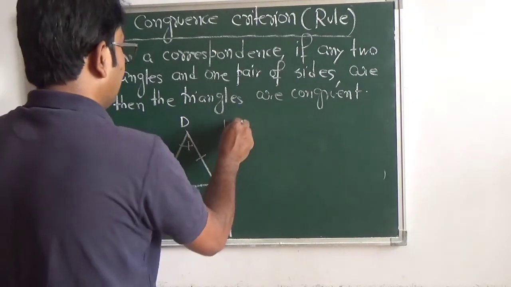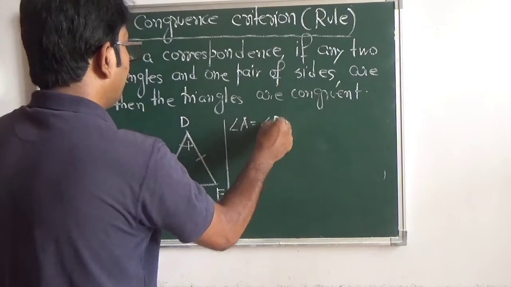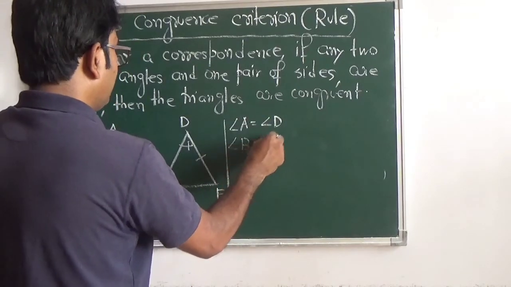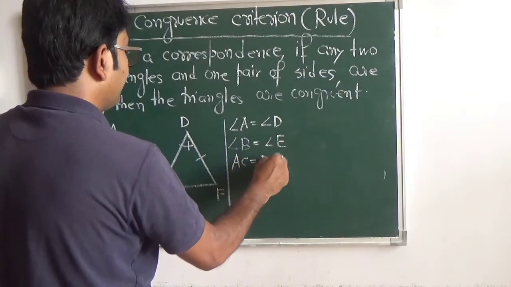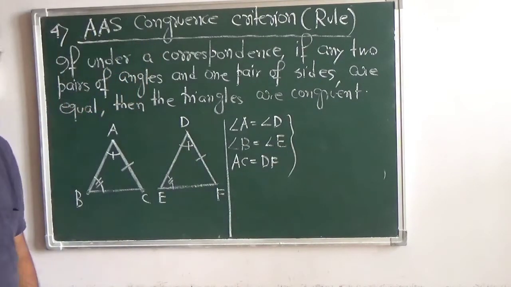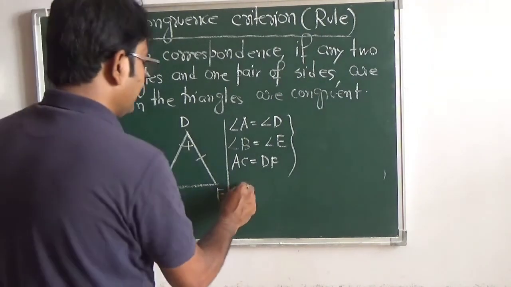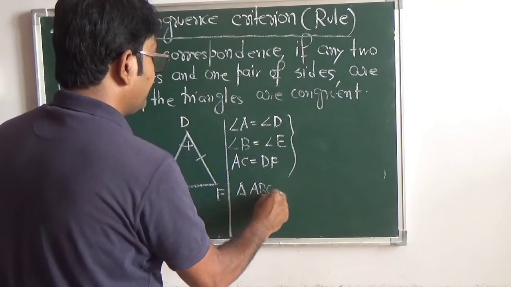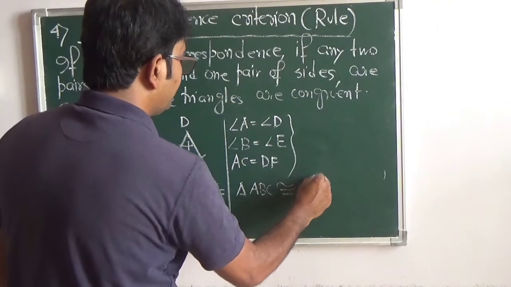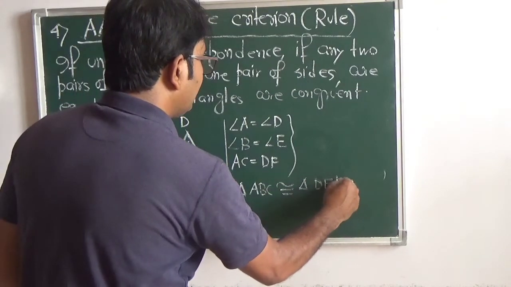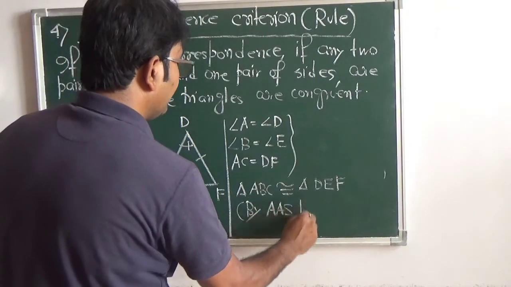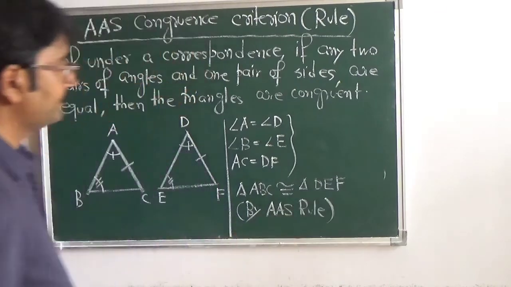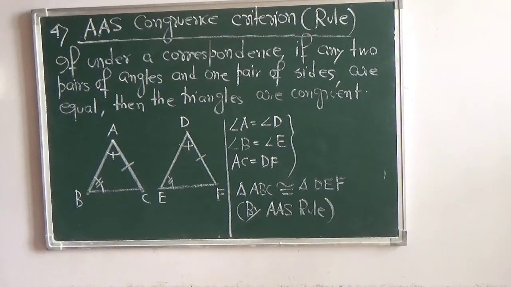So here angle A is equal to angle D, angle B is equal to angle E, and we have taken the side AC equal to side DF. So if these three conditions are fulfilled, then you can say that triangle ABC is congruent to triangle DEF, and this happens by the rule AAS. So this is another angle side relation. Moving on to the fifth one.